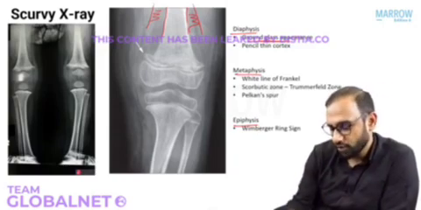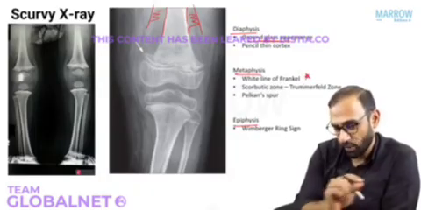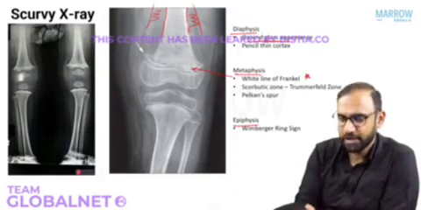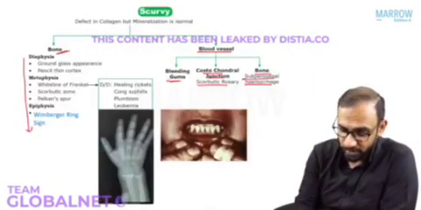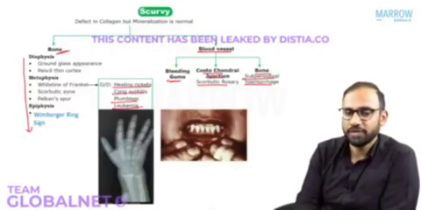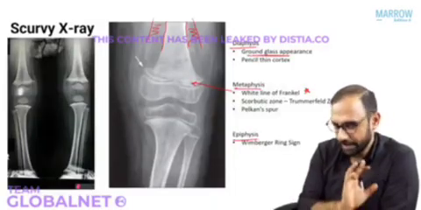Now in metaphysis, what will you notice? Very important, white line of Frankel, which we already read in healing rickets. This white band that you will notice is known as white line of Frankel, which is more characteristic for scurvy, but trust me, it is not only seen in scurvy, it is seen in so many conditions: healing rickets, congenital syphilis, plumbism, leukemia, all of them. But at this level of your preparation, just assume that it is in scurvy and healing rickets.